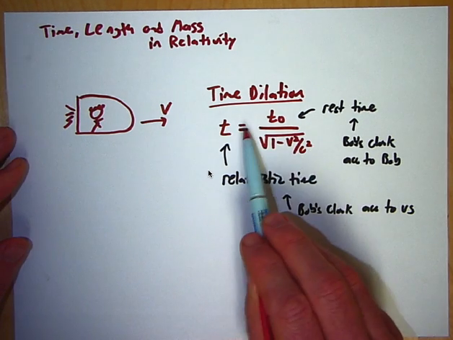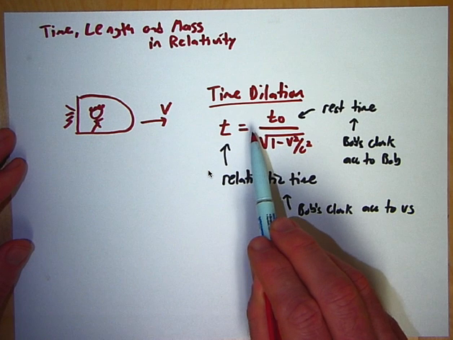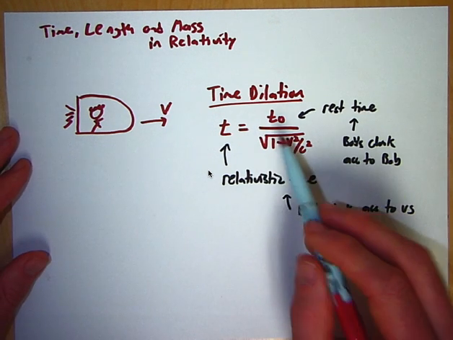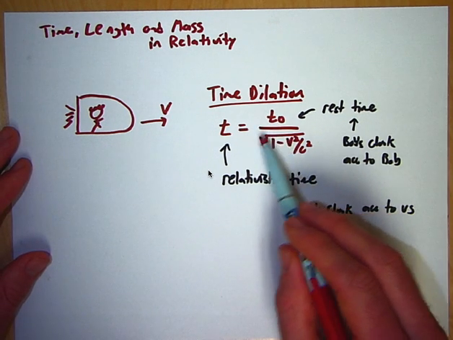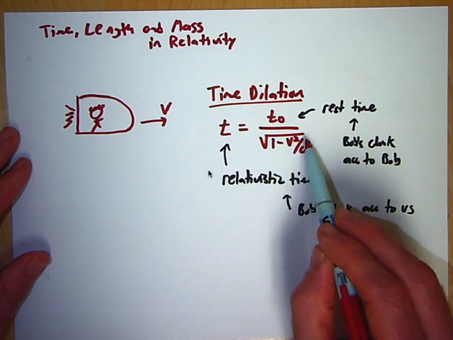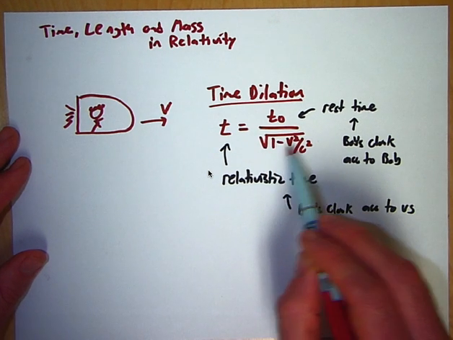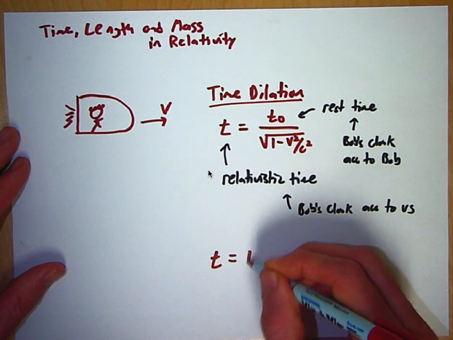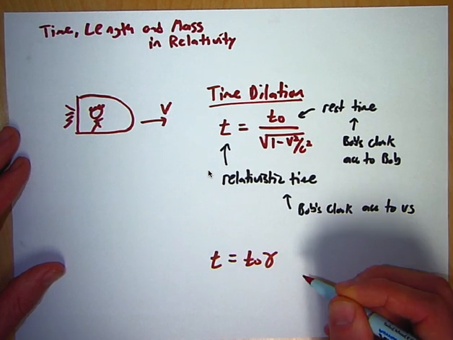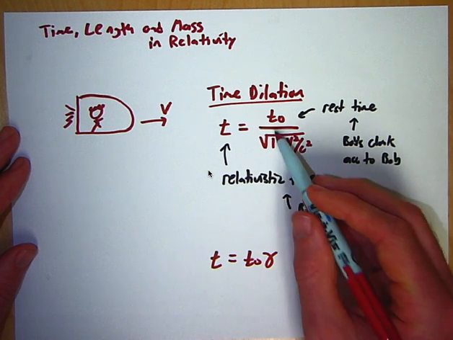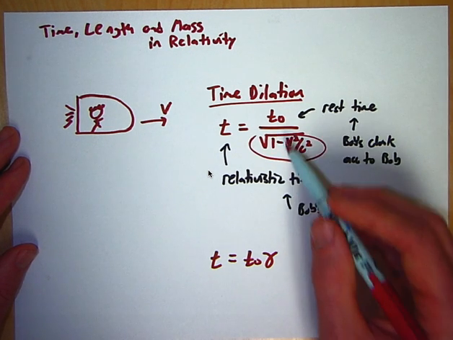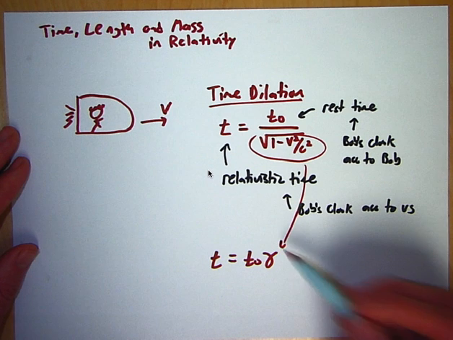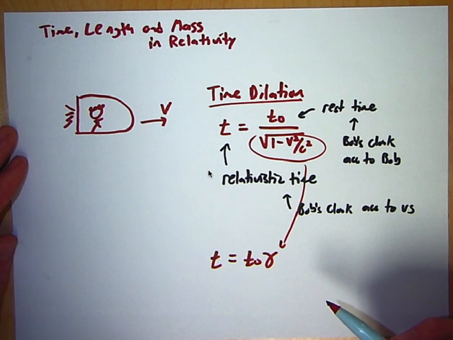We can simplify this equation a little bit, so we can use this concept of gamma. We can call this 1 over the square root of 1 minus v squared over c squared. We can simplify that and say t is t_0 times gamma, and the gamma here is this term right there. The 1 over this term is the gamma, right? So that gamma factor comes up a lot.